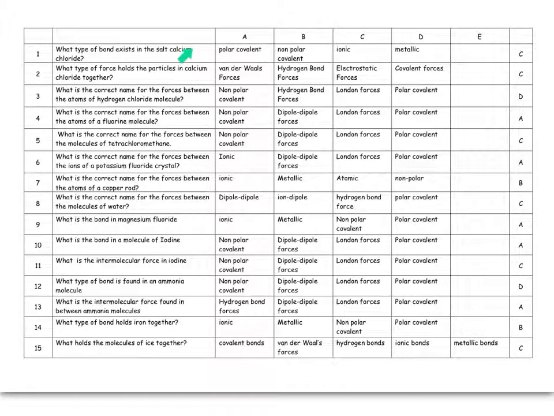What type of bond exists in the salt calcium chloride? Calcium is a metal and chlorine is a nonmetal, so you're going to land up with an ionic bond, and therefore C is your correct answer.